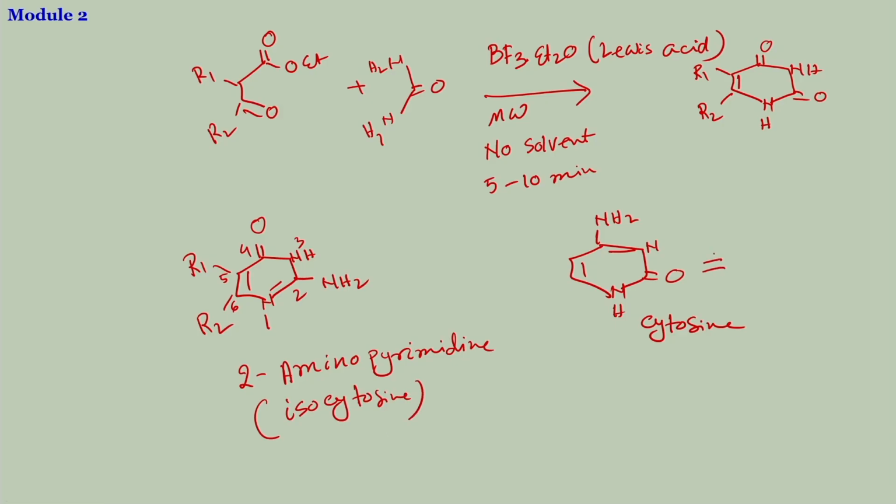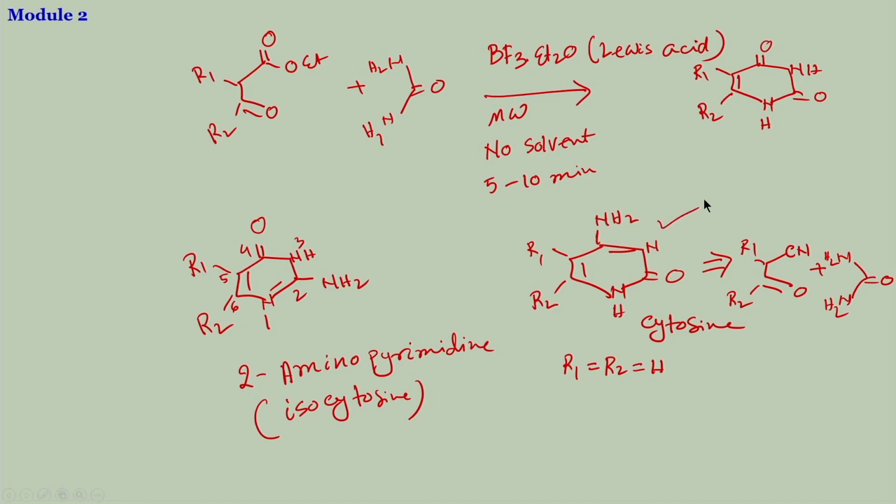So cytosine can be synthesized from the starting material. Here would be cyanide, CN, and this. If you have R1 and R2, you will have here R1 and R2. In general chemistry I am talking about. For cytosine, R1 equals R2 equals H. Both are hydrogen. This plus urea, combination of these two under the similar condition as we have seen before will give you the cytosine.